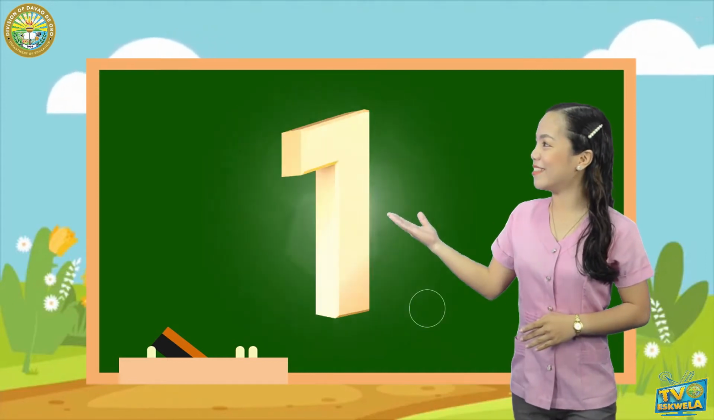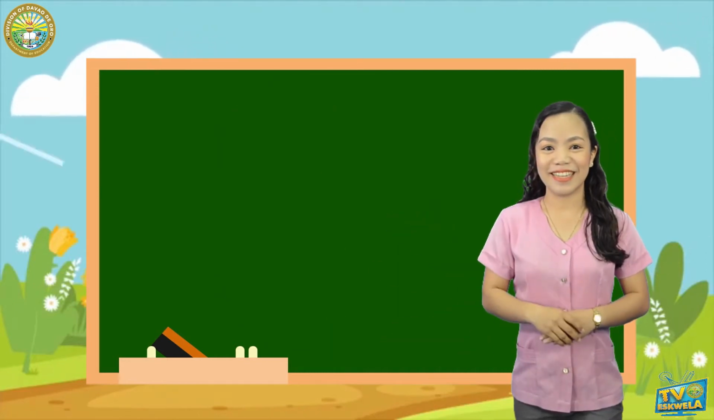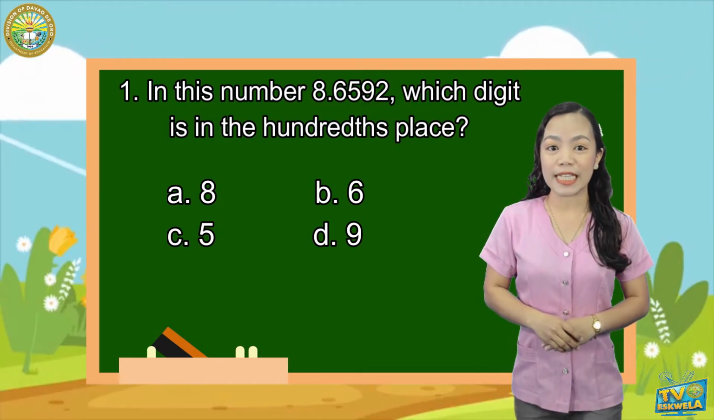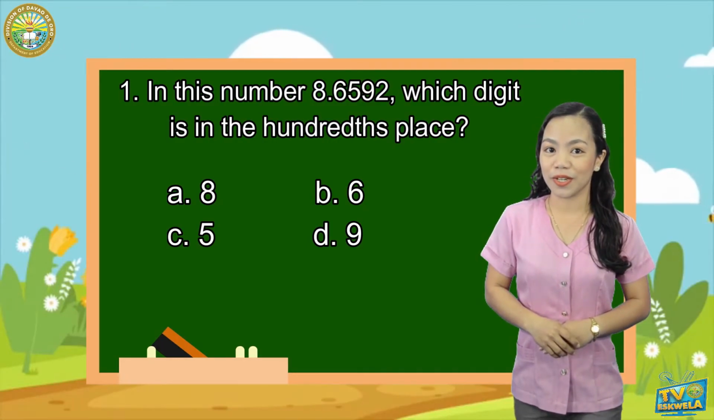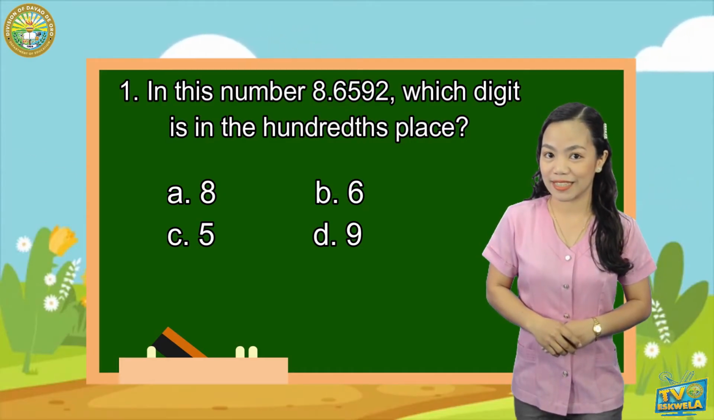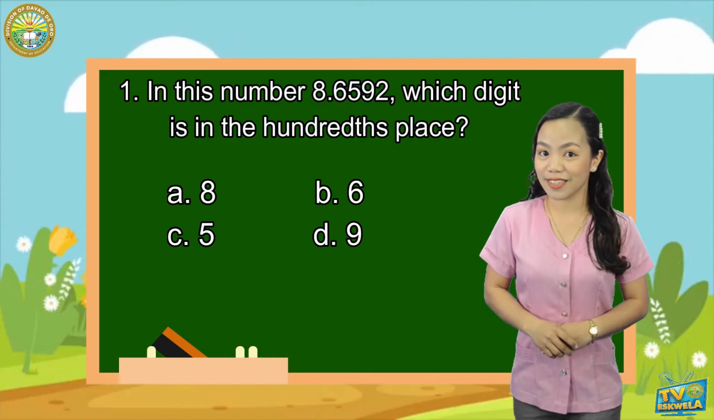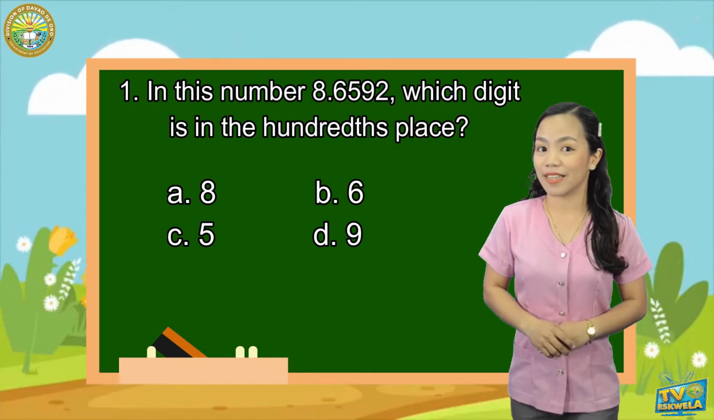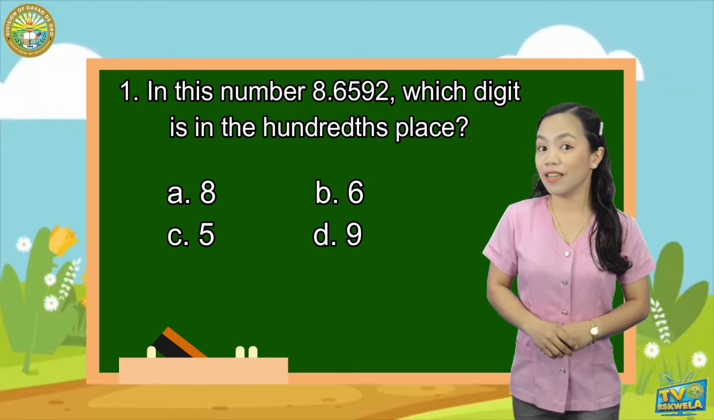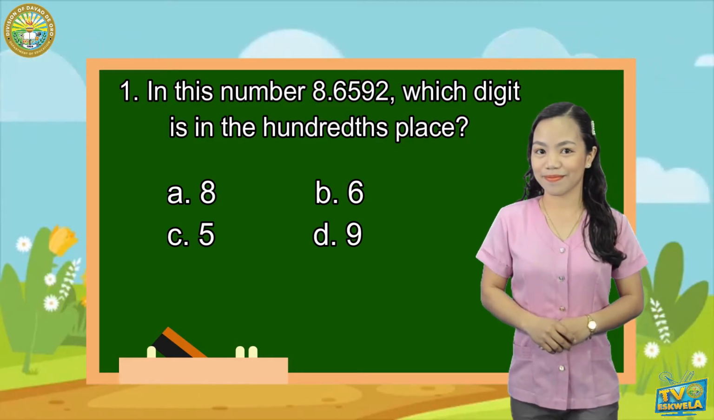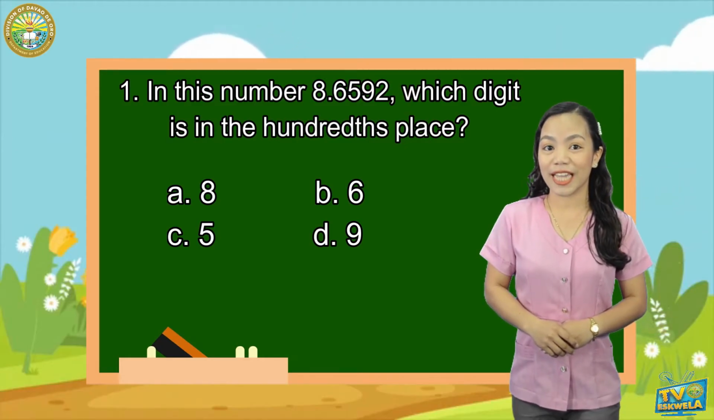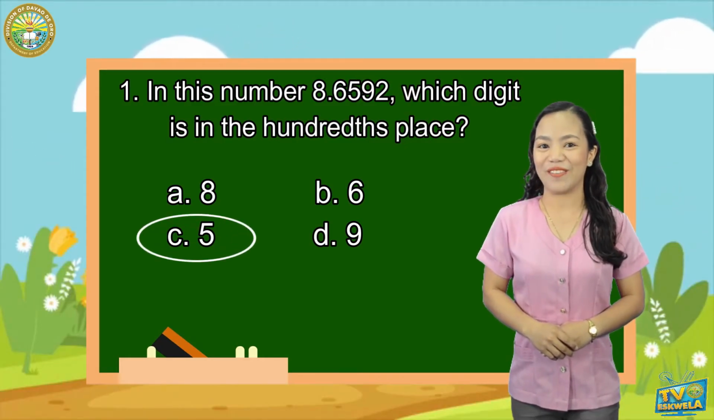Number 1. In this number, 8.6592, which digit is in the hundredths place? A. 8, B. 6, C. 5, D. 9. The correct answer is C. 5.